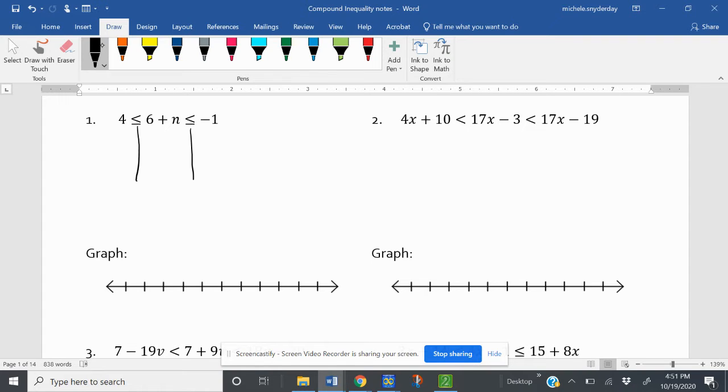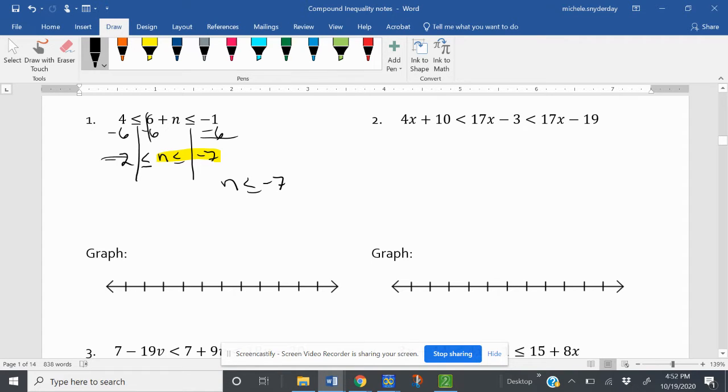The only thing we need to do is get rid of the 6 on all sides by subtracting 6. We're left with n in the middle. On one side, n is less than or equal to -1 minus 6, which is -7. And on the left-hand side, we have n is greater than or equal to 4 minus 6, which is -2. So I'm going to start with this one because that one is written in the correct form. n is less than or equal to -7.